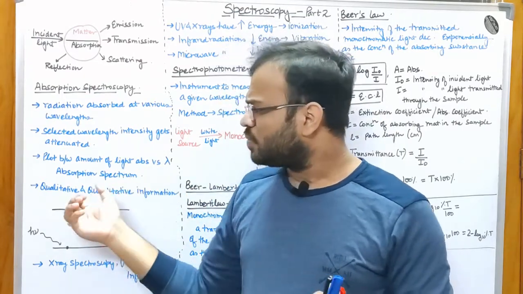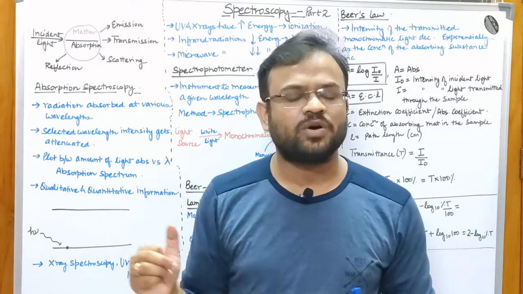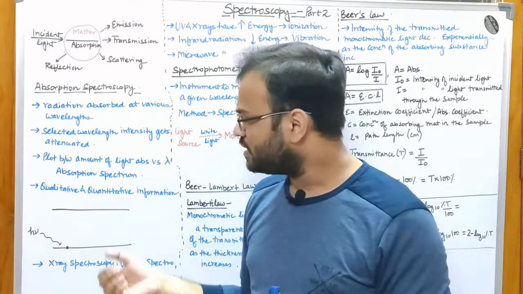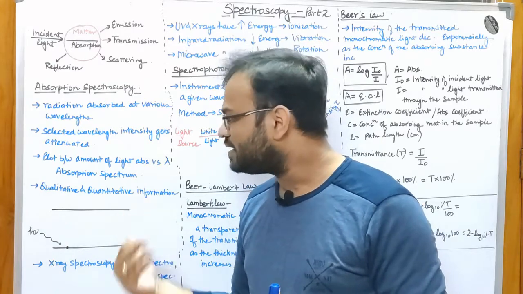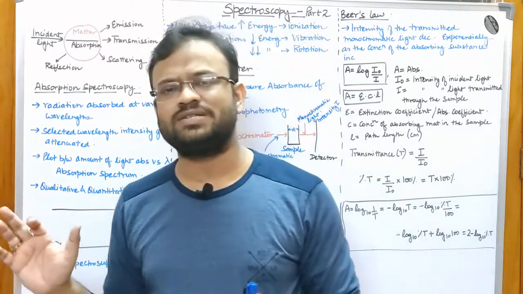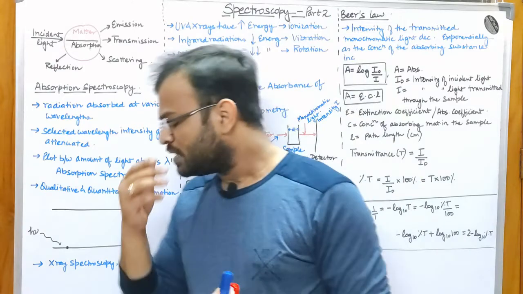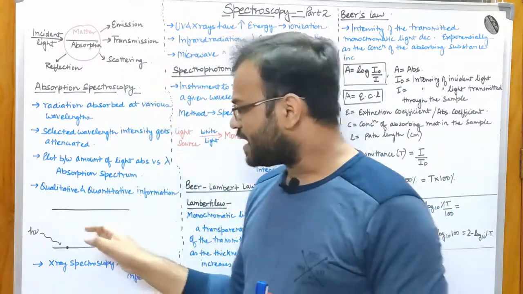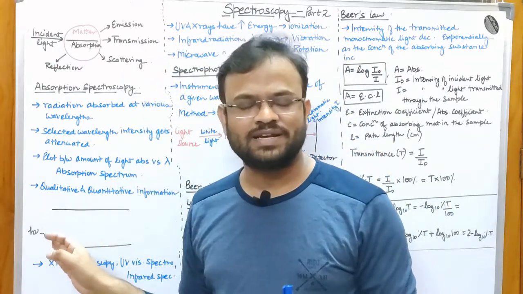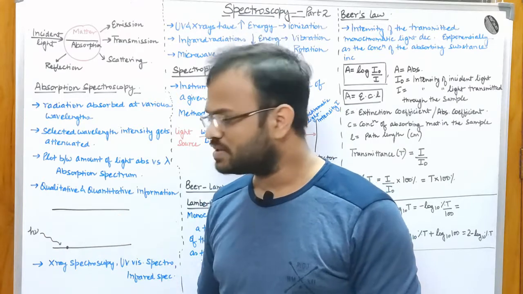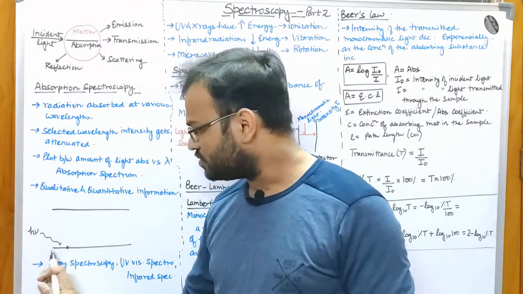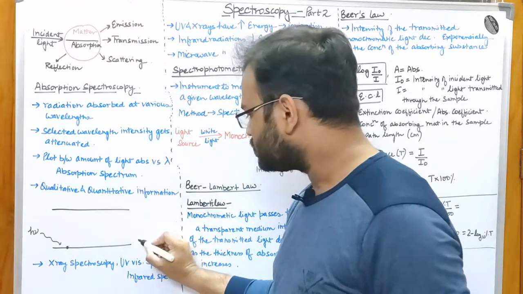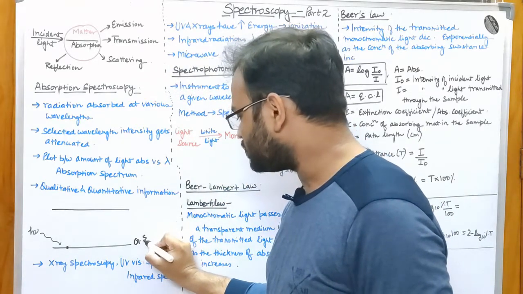Next, what information does this absorption spectrum give you? Basically, it is giving you qualitative as well as quantitative information. Now let us just elaborate upon this. Suppose there is an atom, a molecule, an ion, whatever there is, this is shown by this black dot. Now this is the ground state, okay? So I am writing GS over here.